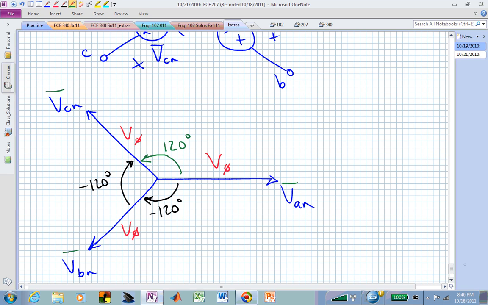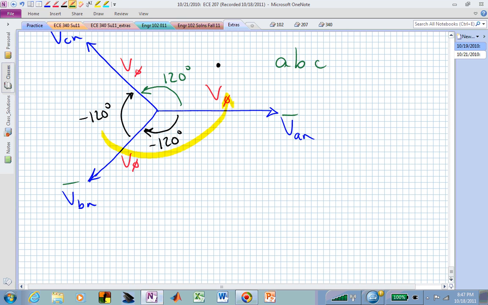Those are the angles, and if you stood at this particular position, and these phasors were rotating in this direction, you would see the A phase first, then you would see the B phase past this point, and then you would see the C phase, and that's the positive phase sequence ABC that we are going to use.